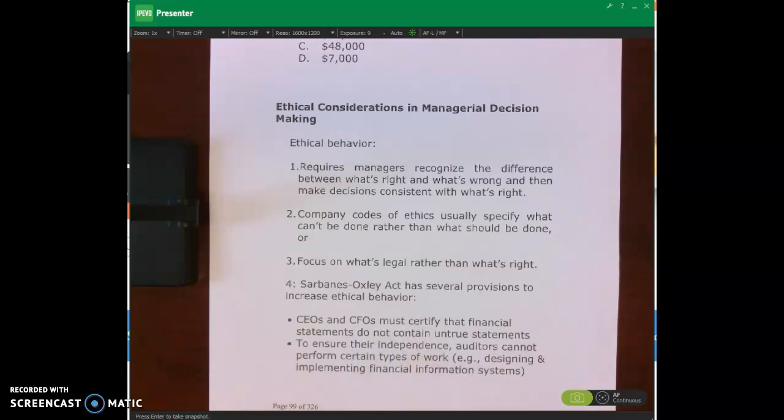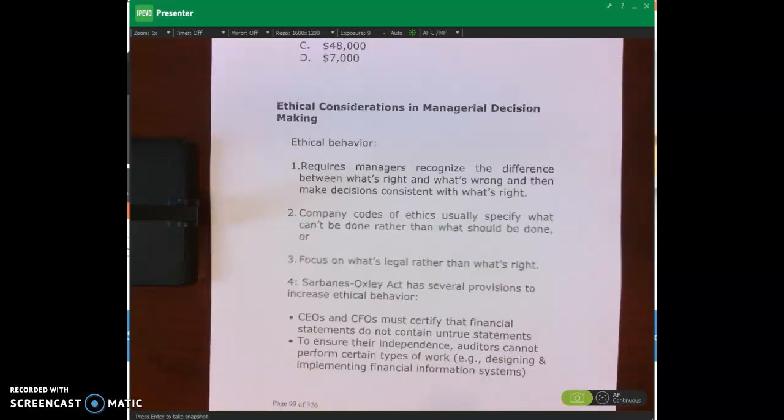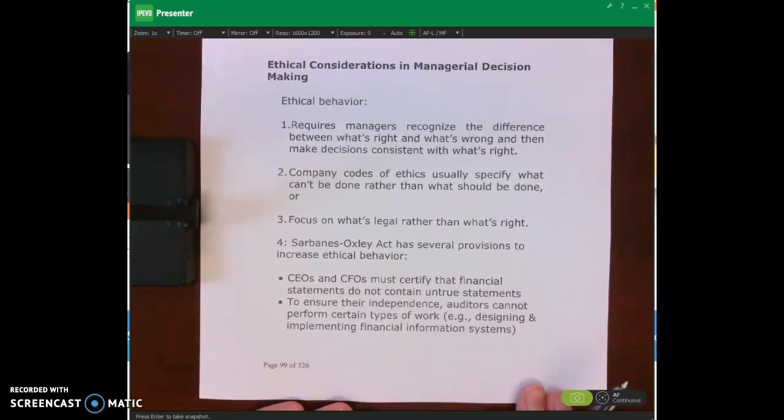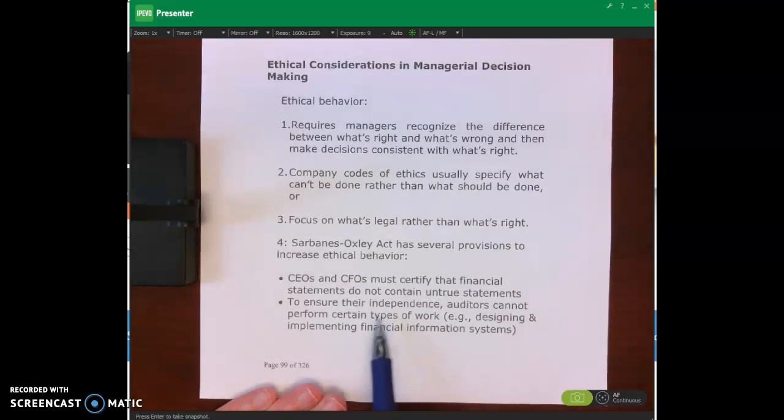There are certain types of work that auditors do to make sure that the financial statements don't contain any material misstatements. We also make sure that the internal controls are valid. Those are some of the tasks that auditors do. Auditors are supposed to be independent, and to make sure that they're independent, they can't perform certain types of work for their clients. So, for example, they can't implement a design and an accounting information system for a client that they audit. That doesn't make sense. Okay?